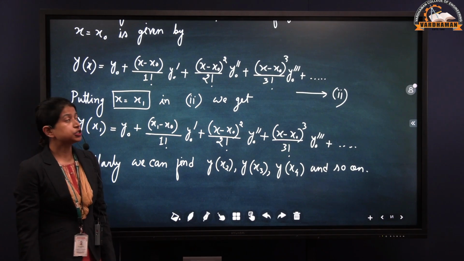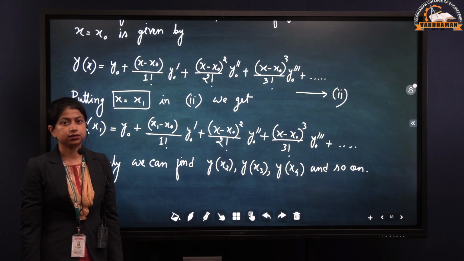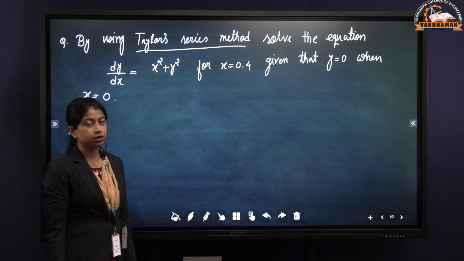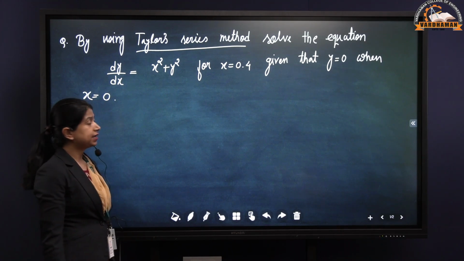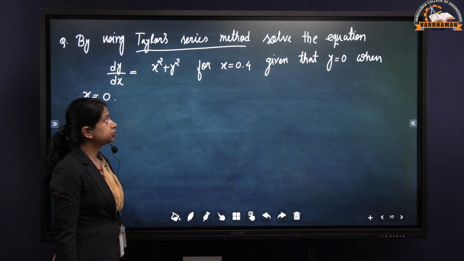Now let us solve a first order ordinary differential equation using Taylor series method. Now let us look at this problem. Here we need to use Taylor series method to solve the equation dy by dx is equal to x square plus y square for x equal to 0.4.